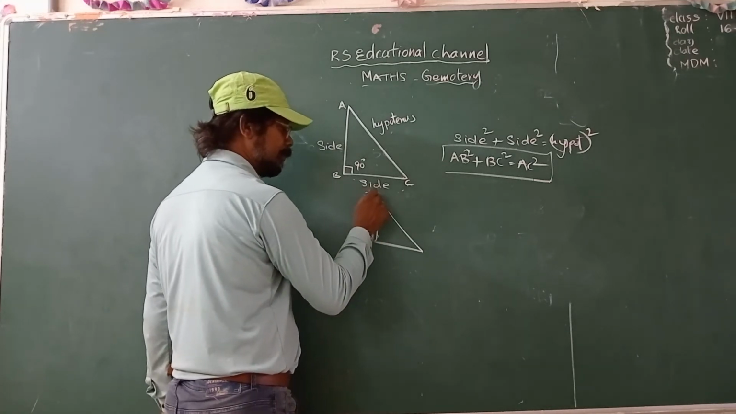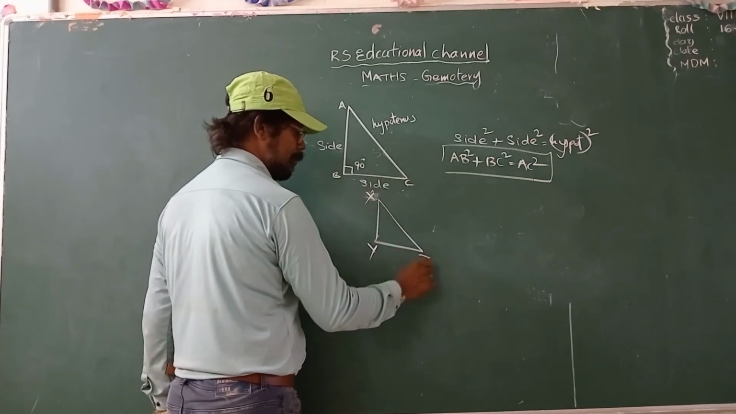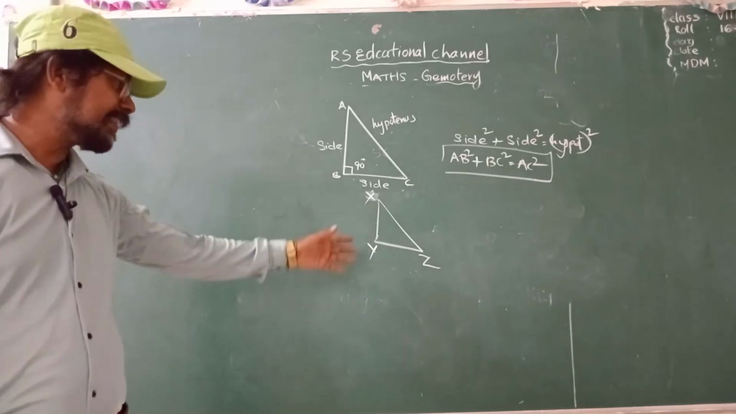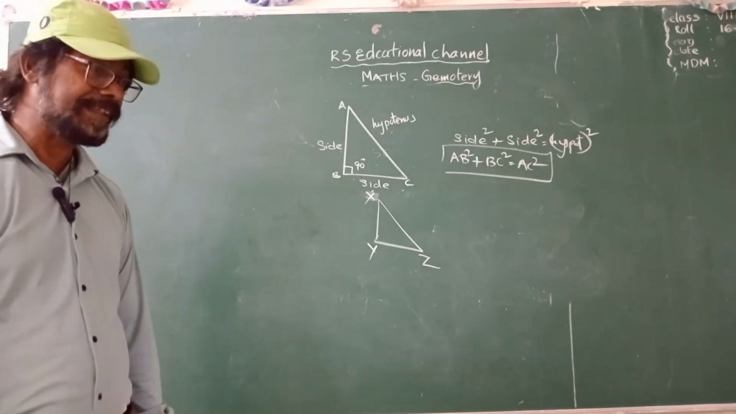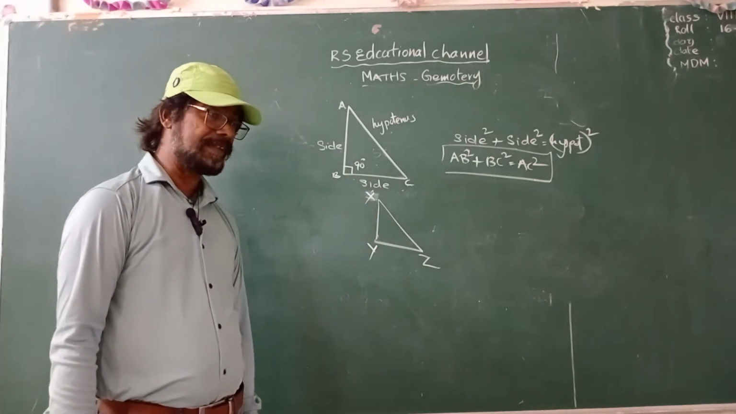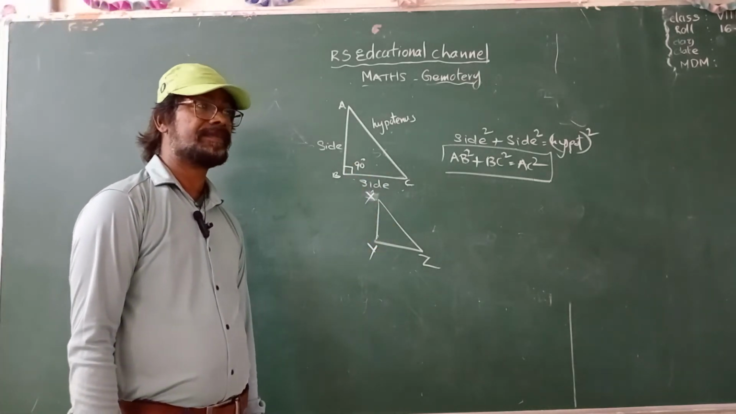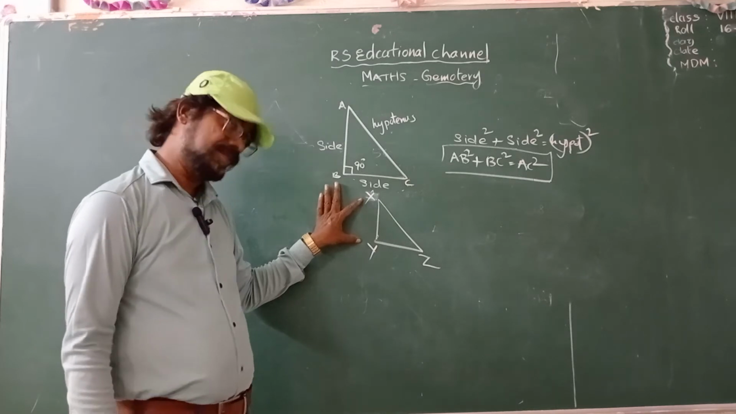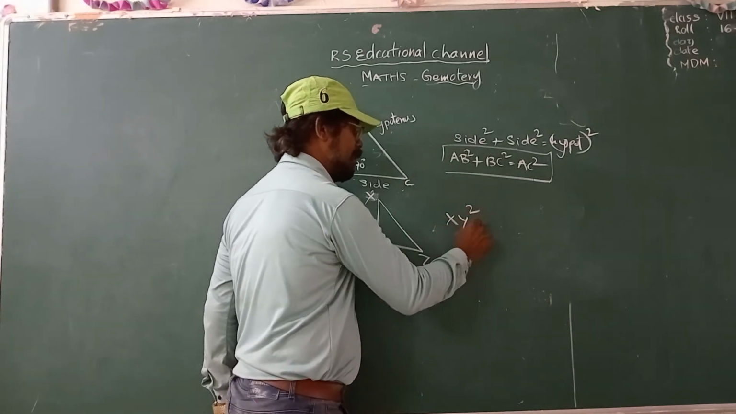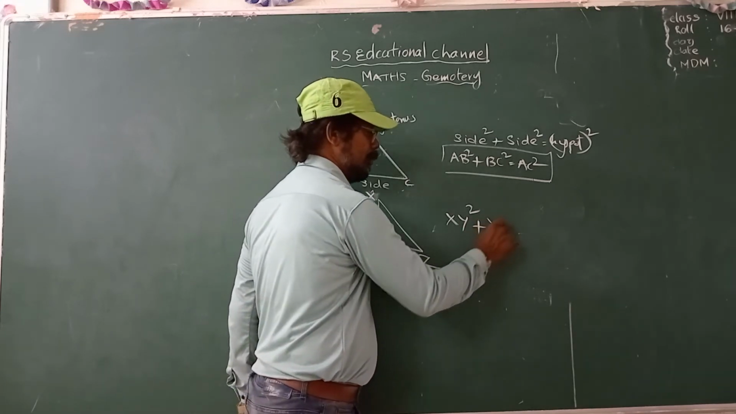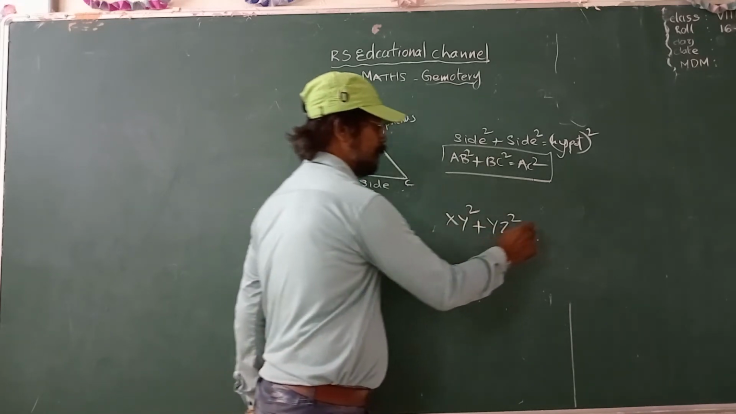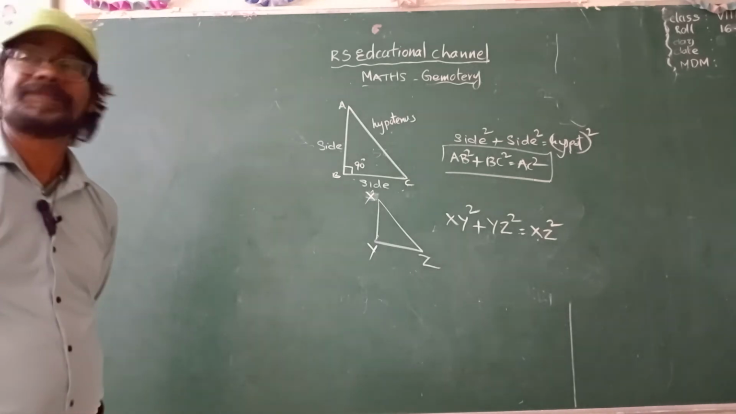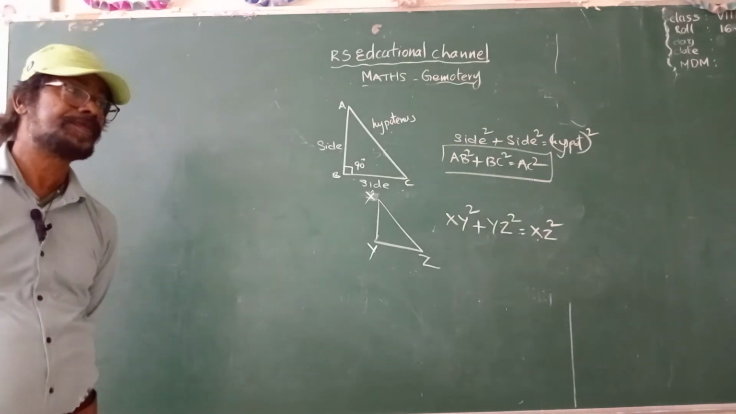XYZ. Can you state the Pythagoras theorem for this right angle triangle? XY square plus YZ square is equal to XZ square. Understand? Yes, sir. That is the hypotenuse, the Pythagoras theorem.